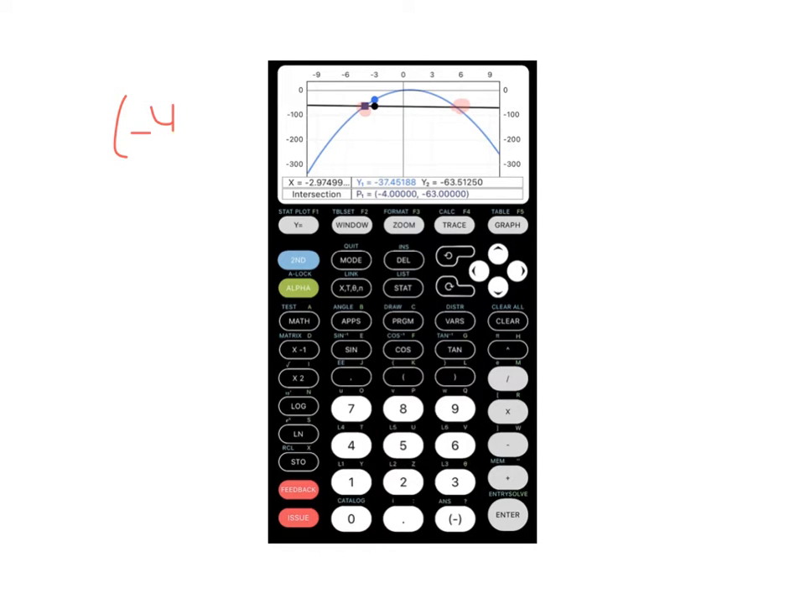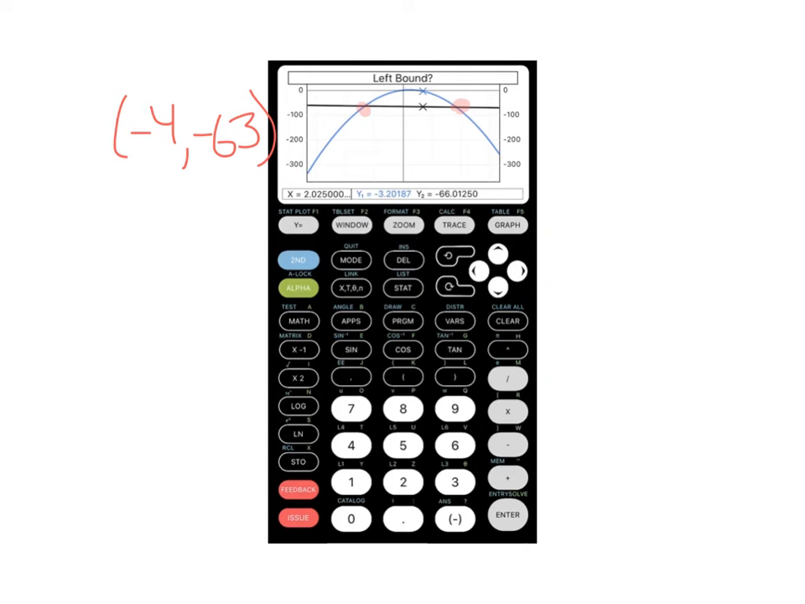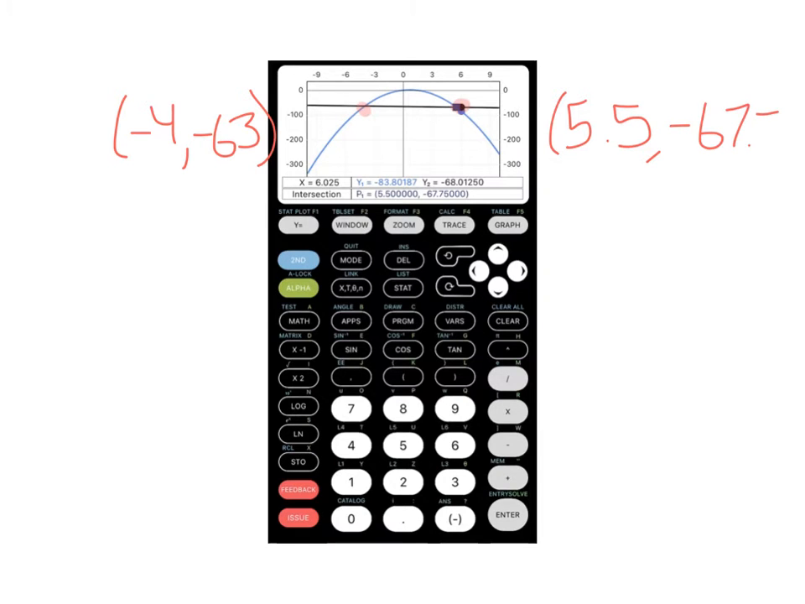Now I'm going to go in and do second trace intersect again. And I'm going to go over to the other intersection that we have and do the same thing. So now our other intersection is at the point 5.5, negative 67.75. So those are the 2 solutions for this system of equations.